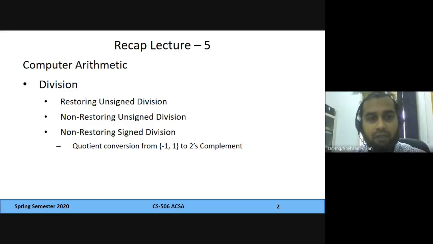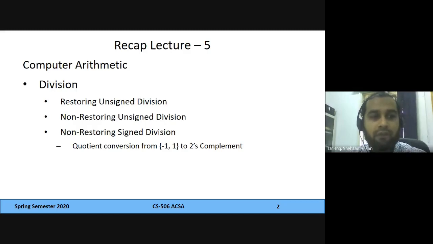Then we had a non-restoring unsigned division algorithm plus a non-restoring signed division algorithm. And that was the only signed division algorithm that we looked at, because in any case, if you go for SRT division as well, there is always a complicated correction step at the last, and we saw why we can end up in that case where our quotient and remainder needs correction.